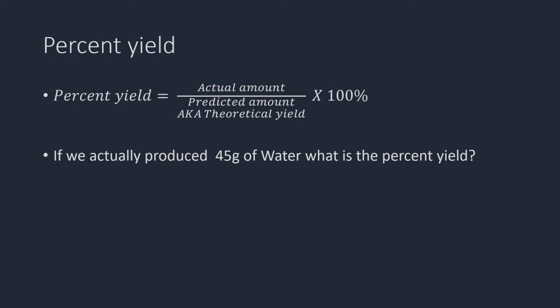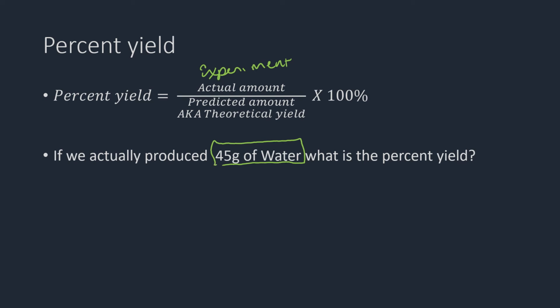Okay, so percent yield. In the laboratory, we never wind up with exactly what we're expecting. We always wind up with less. You should not ever wind up with more. That means when you're measuring your reactants, you measured something wrong. So for our percent yield, we take the actual amount from our experiment, divide it by our predicted or theoretical amount, times 100%. So if we actually produced 45 grams of water, what is the percent yield?